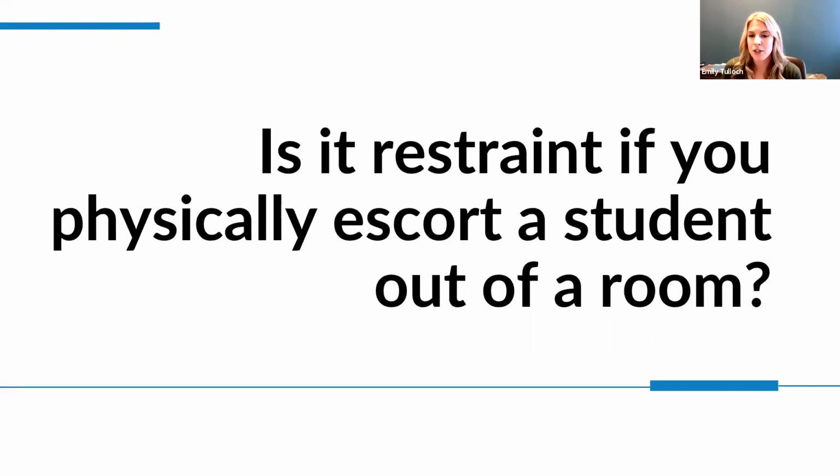So the definition of physical restraint under the new rules and regulations does not include those momentary periods of physical restriction using limited force to either prevent a student from harming themselves or harming others, or to remove a disruptive student who may be unwilling to leave the area voluntarily. So as long as that escort complies with these requirements, it would not constitute a physical restraint that would implicate the new regulations and requirements.